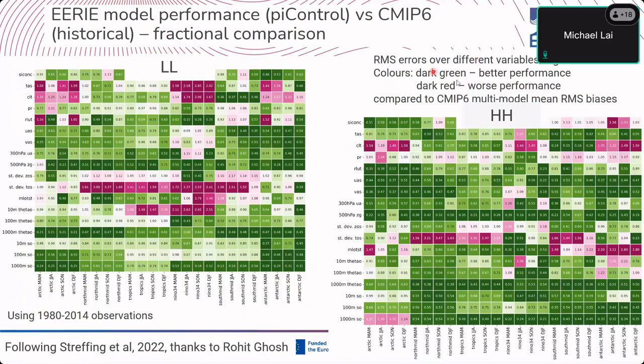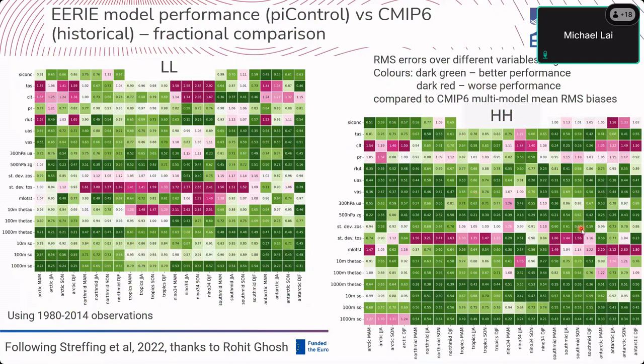The darker the green means that model is better than much of the CMIP6 archive, although note I'm comparing the CMIP6 historical simulations with the PI control here, so again, it's not a perfect comparison. But the darker the green, the better the model is compared to the CMIP6 archive. The darker the red means it's not doing very well compared to CMIP. So you can see the LL model does okay. There are some things that maybe it doesn't do terribly well, but it does a pretty good job. There's a mix of dark greens and dark reds.